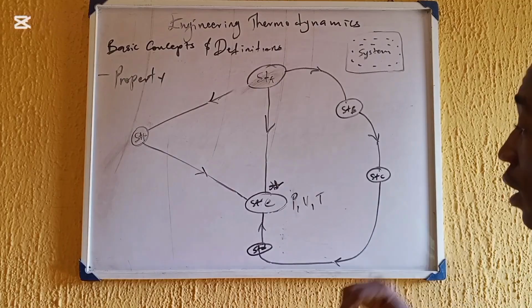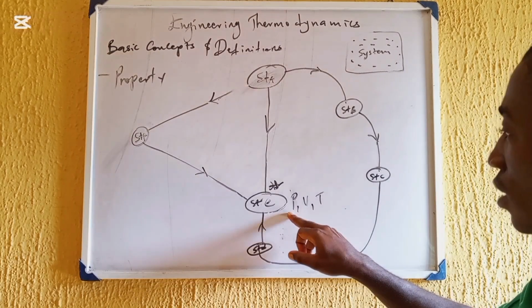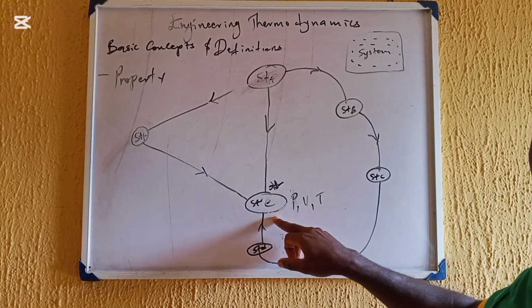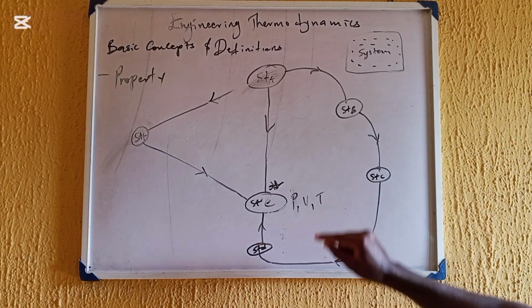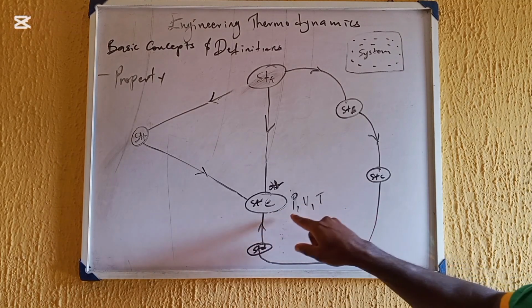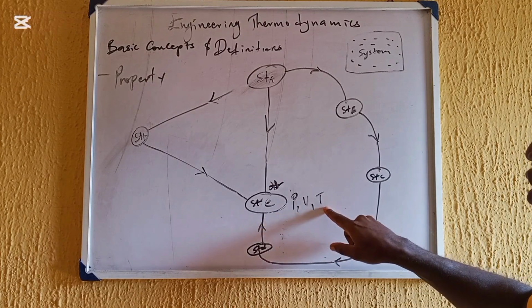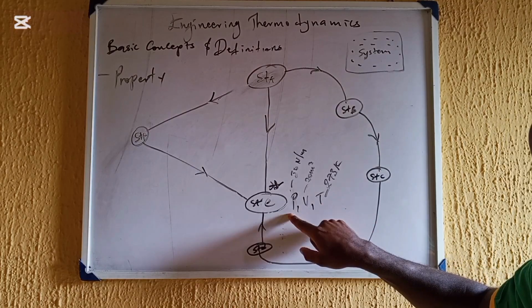Now, assuming we want to know the pressure of the gas or the volume of the gas or the temperature of the gas at state E, the only thing we need to do is just to know the volume or the temperature, then we can tell what the pressure would be. Or we know the pressure and temperature, then we can tell what the volume would be. So that's why it's called property.